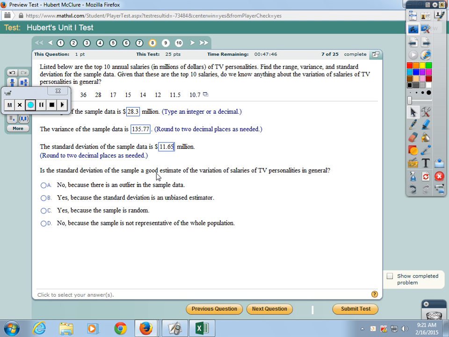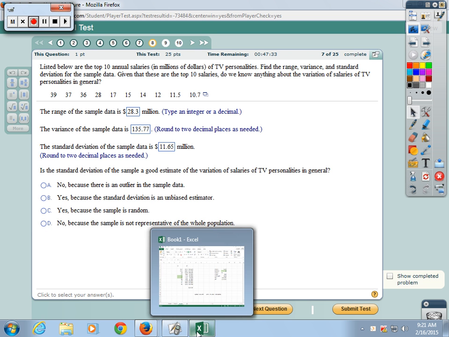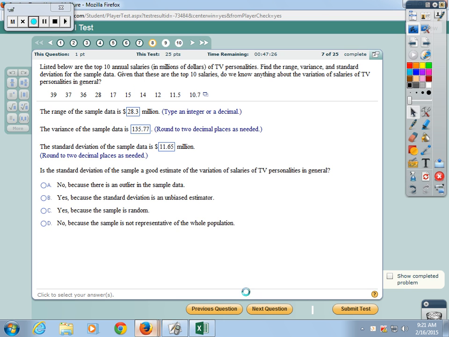of the sample a good estimate of the variation of salaries of TV personalities? Well, it all depends on if there's any outliers or not. Let's look and see if there's any outliers. 45 and -1. No outliers, so you can take that out.